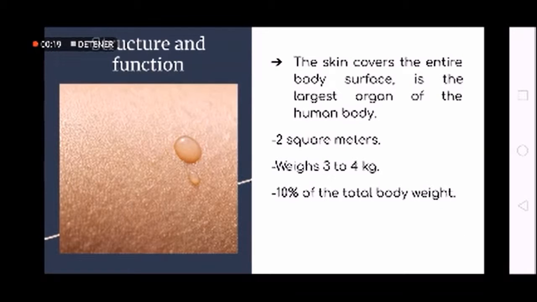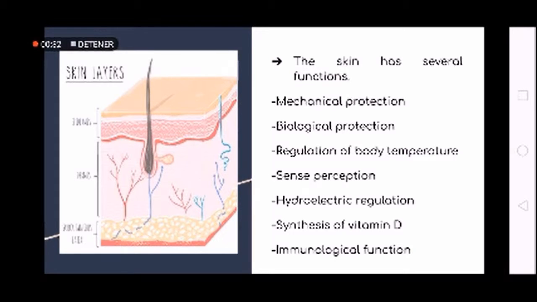The skin covers the entire body surface. It is the largest organ of the human body. It has an approximate area of 2 square meters and weighs 3 to 4 kilograms, which equals 10% of the total body weight. The skin has several functions such as mechanical protection, biological protection, regulation of body temperature, sense perception, hydroelectric regulation, synthesis of vitamin D, and an immunological function.